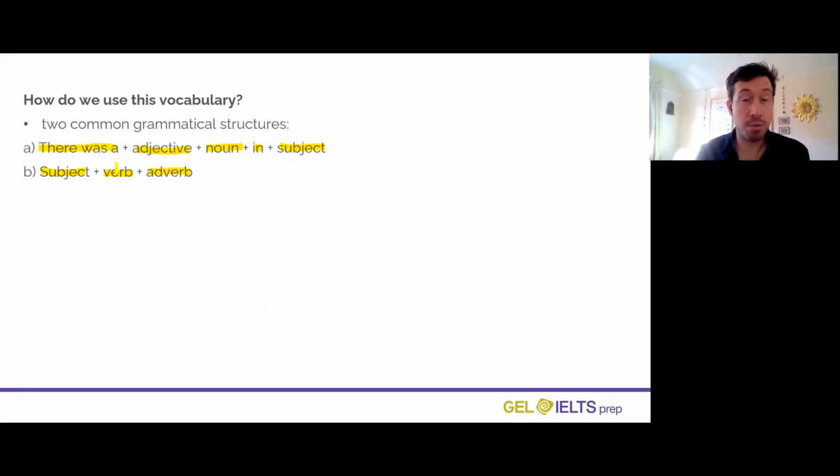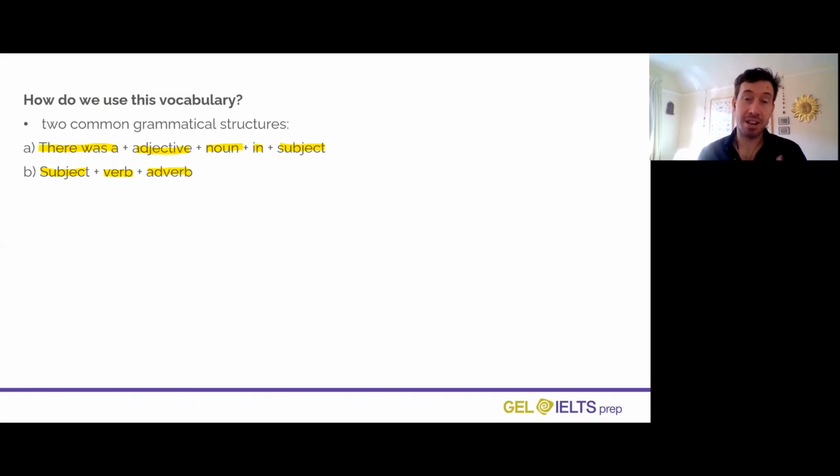They don't work together. The verb and the adjective just don't go together. The same with an adverb and a noun, they don't go together either. So it's always the adjective with the noun together, or the verb with the adverb. They go together as well. So that's important to remember.